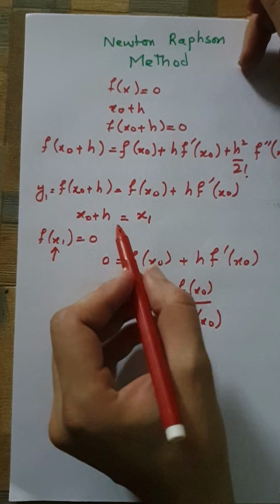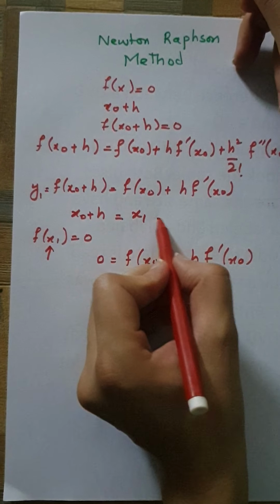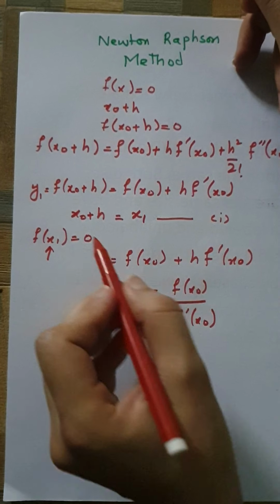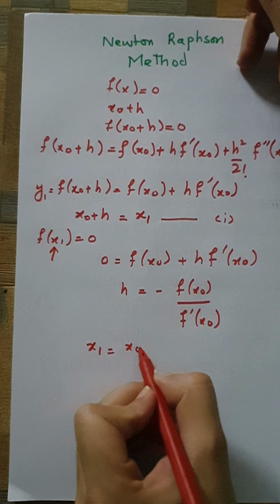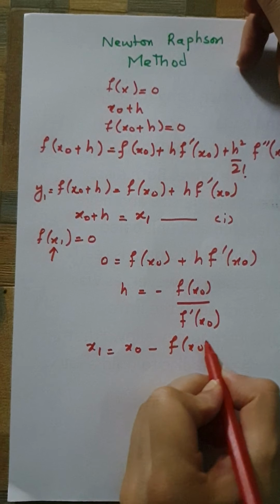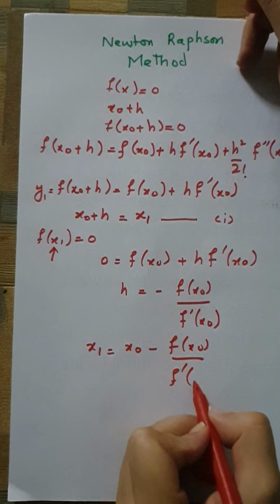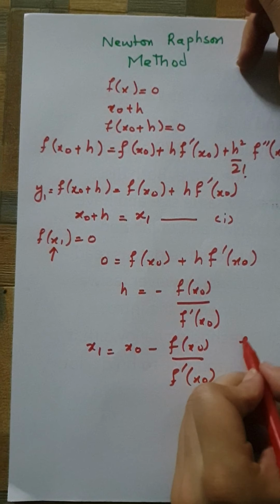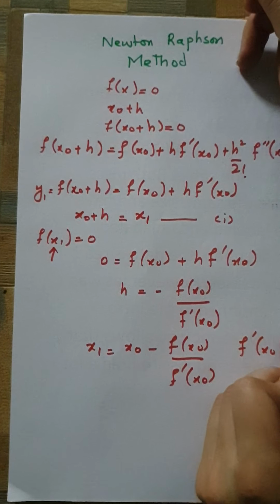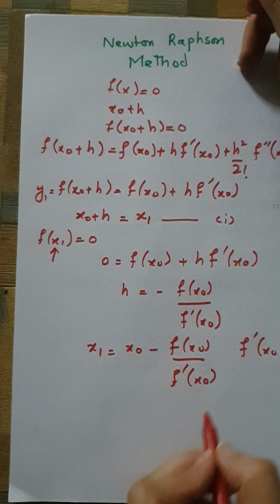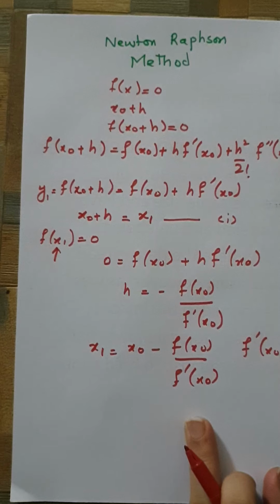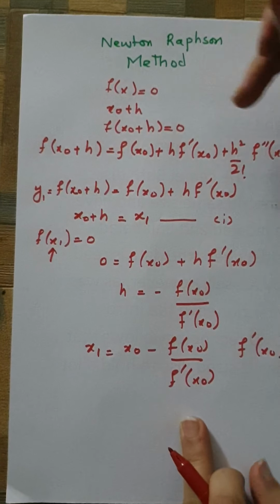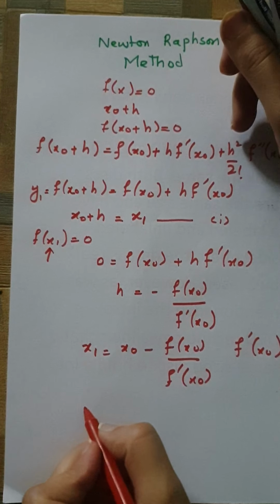Let's substitute the value of h in this expression. You will get x1 is equal to x naught minus f of x naught divided by f bar of x naught, given that f bar of x naught is not equal to 0, otherwise it will become undefined. Proceeding in the same way, you can generalize this formula.